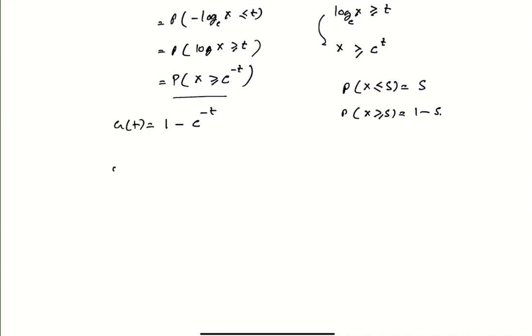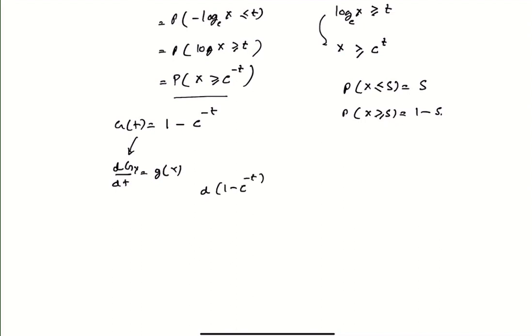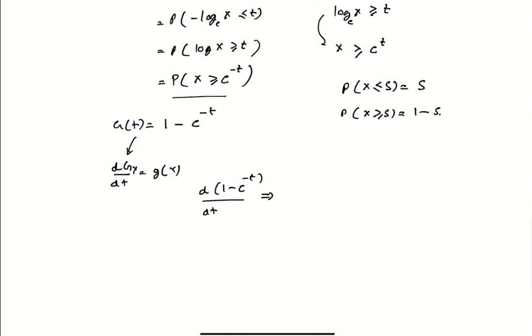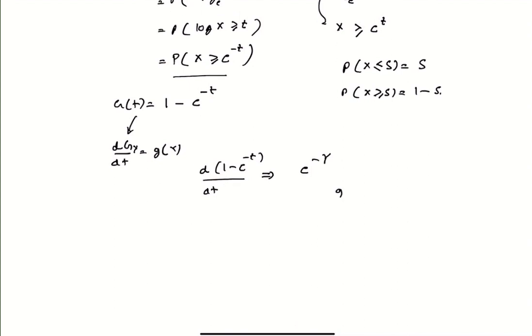Now we know that dg over dt is equal to g of y. So what is g will come here as d of 1 minus e to the power minus t divided by dt, and then when you solve it or differentiate it, you get e to the power minus y. So we're getting g of y is equal to e to the power minus y.